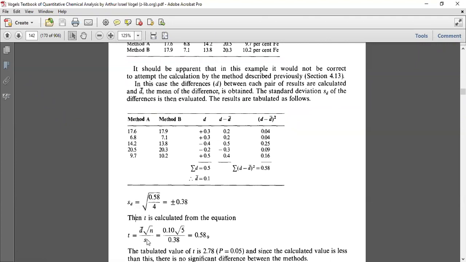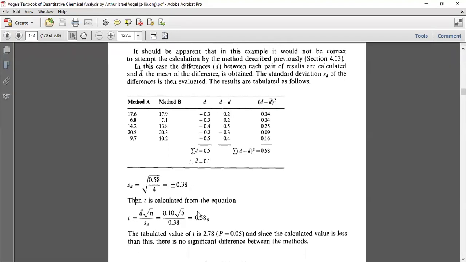What is the standard deviation formula? Summation of x minus x bar square divided by n minus 1. So D minus D bar square, that is 0.58, divided by the observations. How many are there? 5, so 5 minus 1 is 4. Our result is 0.38, isn't it?